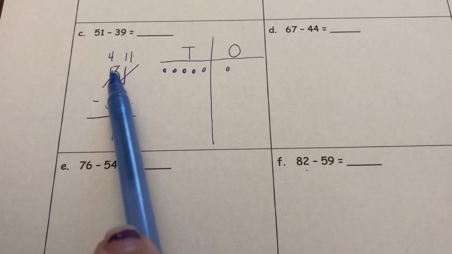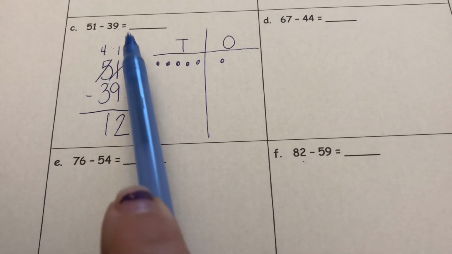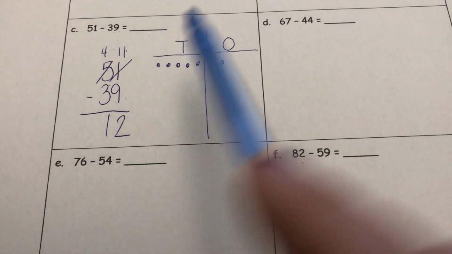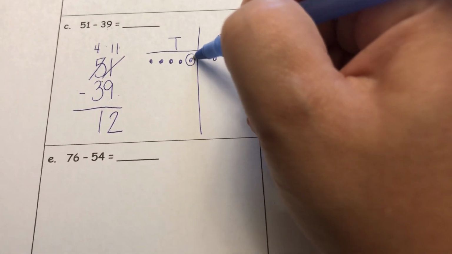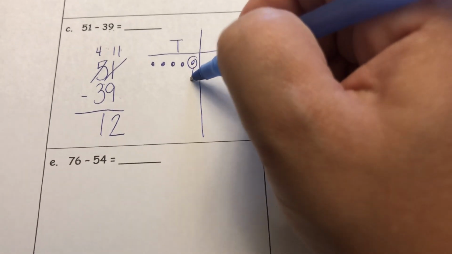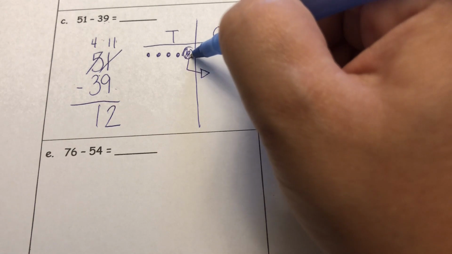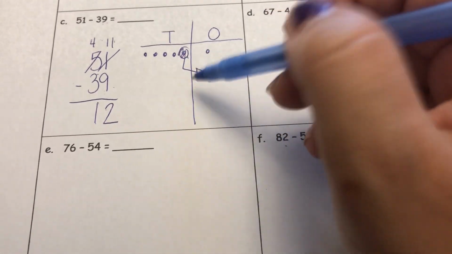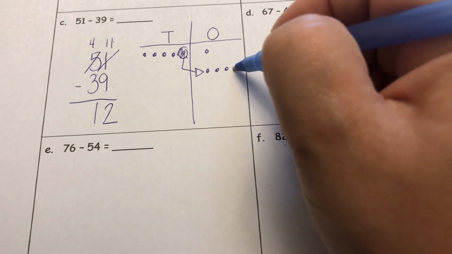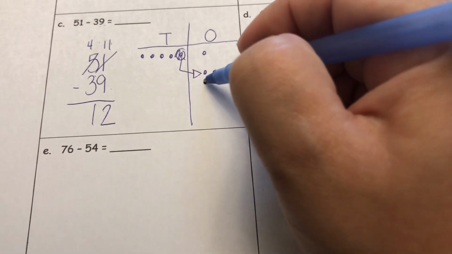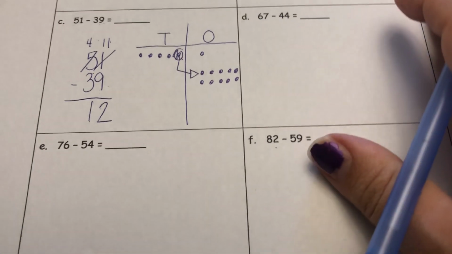So just like in our vertical form, I had to unbundle a 10 and put more ones in the ones place. So this is how you show it. I'm going to take a 10. I'm going to unbundle it, so I no longer have it as a 10. Instead, I've opened it up and now I've got 10 ones. It's still worth 10, it just looks different. It's now 10 ones instead of 1 ten.